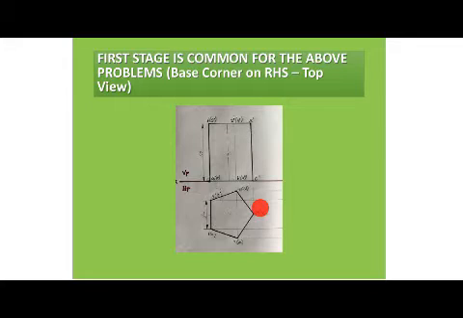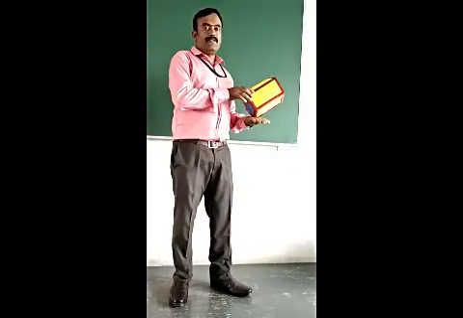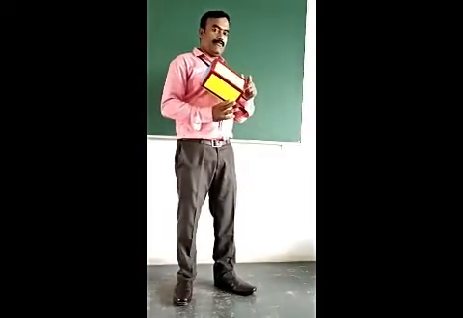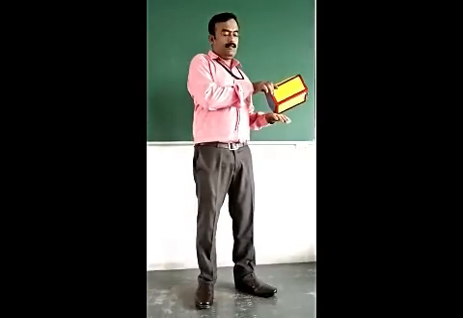So draw the top view first, which gives the true base shape. Keep the corner on the right hand side, because we are going to tilt the front view in the clockwise direction. Then draw the front view. Keep the base corner on the reference line. This is the position of the given solid. It is resting on one of the base corners on HP.